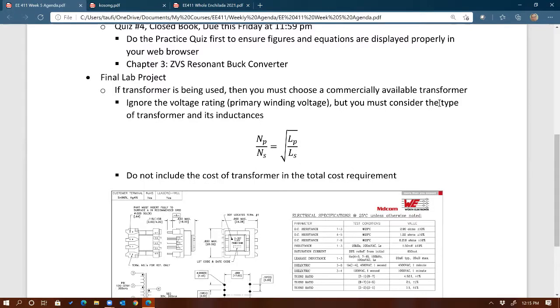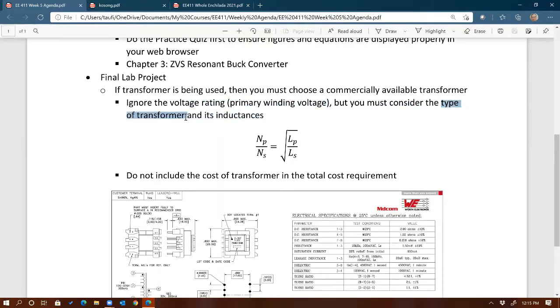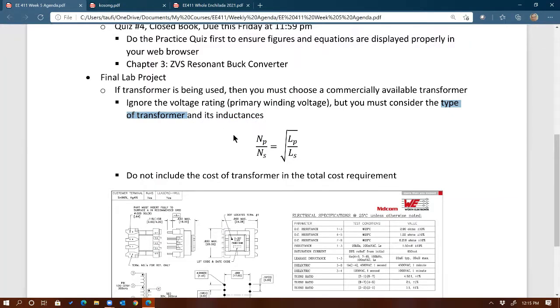And also the type is important. If you are using flyback as the topology, then make sure that you choose only a flyback transformer. I mentioned in EE411 that a flyback transformer is different from push-pull as well as forward, because in a flyback, you want the transformer to be able to store energy. Unlike push-pull and forward, in push-pull and forward, as well as bridge, the transformer is being used to transfer energy, not to store energy.